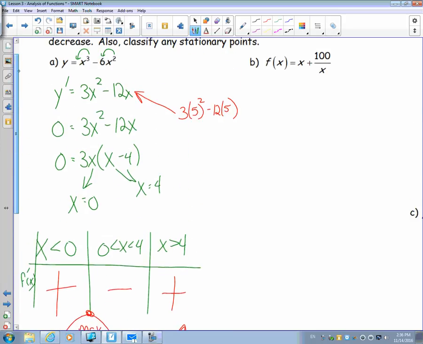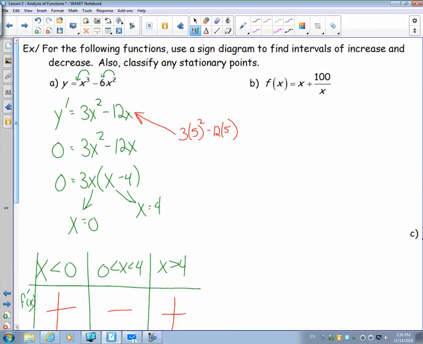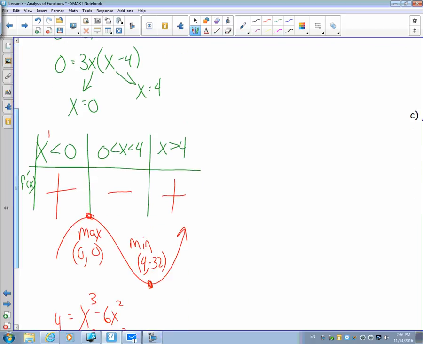Let's try the next one. The question said find intervals of increase and decrease. So this would be obviously increasing because it's a positive, as with this. And the second part would be decreasing because we have a negative value in our sign table.